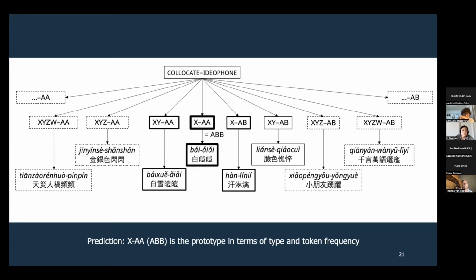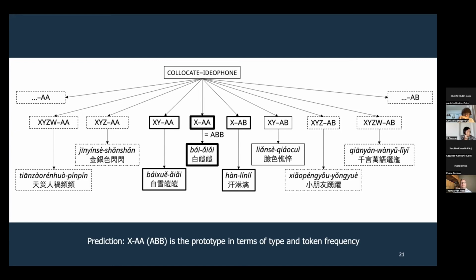On the level of exemplars, we can argue for the same kind of thing. So by II, Snow White will be very frequent, but we also might find things like Bai Xue II, which also means Snow White, literally with snow included here. Xue is snow. But things like 小朋友踊跃, which means the little kid is waiting to speak or something, might not be very frequent, and also might not be really apprehended as an instance of collocate-ideophone constructions.